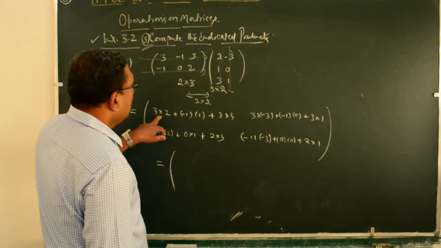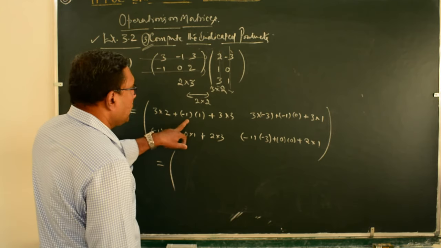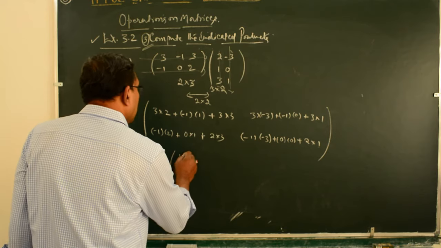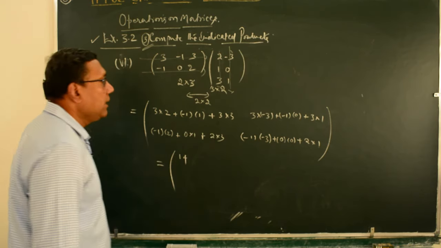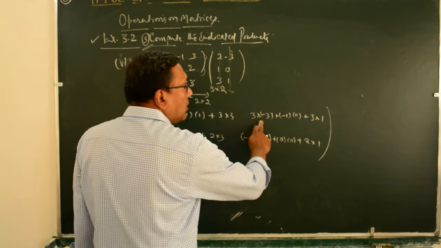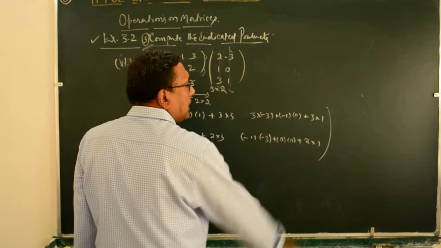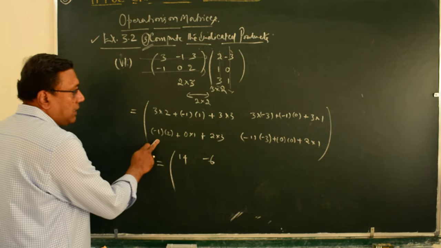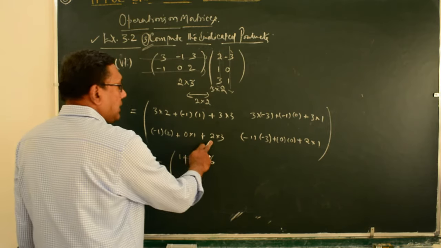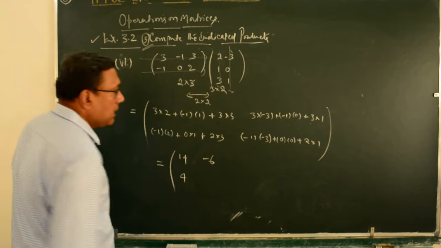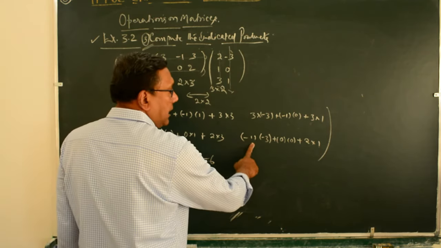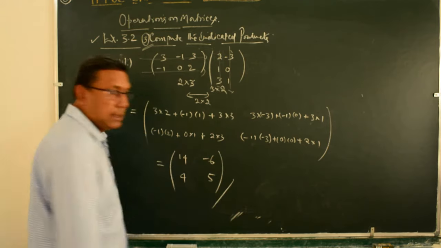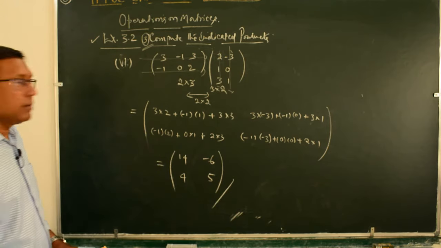We will see what do we get. 3 by 2 is 6, 6 minus 1 is 5, 5 plus 9 is 14. Here minus 9 plus 3 is minus 6. Here minus 2 plus 6 is 4, and here it is plus 3 plus 2 is 5. This is the resultant matrix.